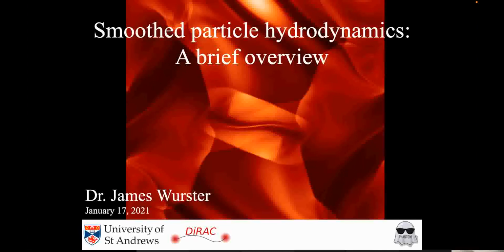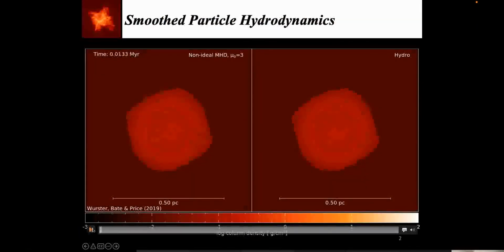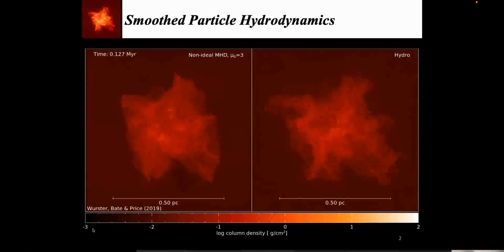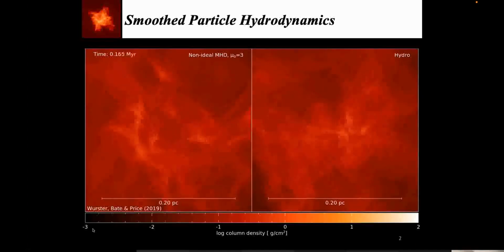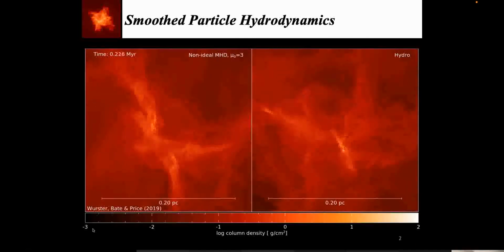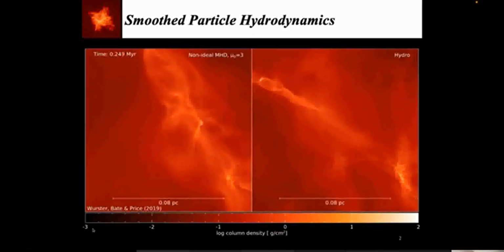So to start with, the nice thing about astronomy and SPH and stuff like this is you get to make beautiful videos. So this is from my 2019 paper on star cluster formation. One of them has magnetic fields, one does not.